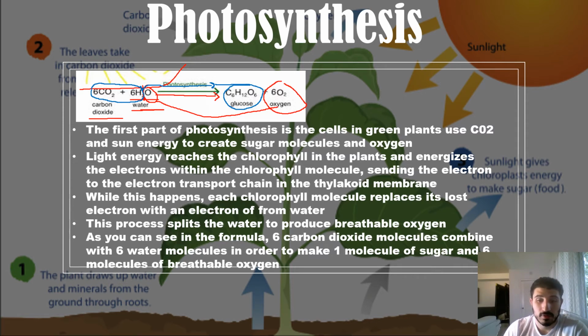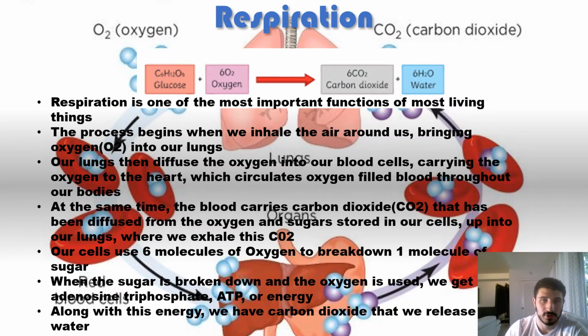So this is what the formula looks like. It's 6CO2 plus 6H2O, which is 6 molecules of carbon dioxide and 6 molecules of water. They go through photosynthesis and they give us 1 molecule of glucose, which is sugar, and 6 molecules of breathable oxygen, which we need for respiration.